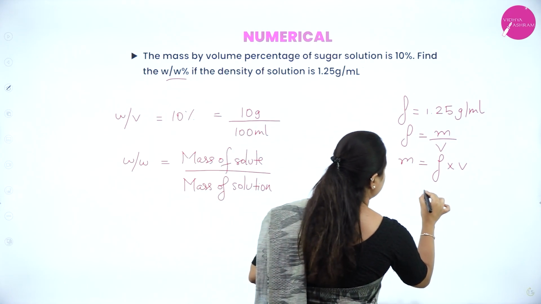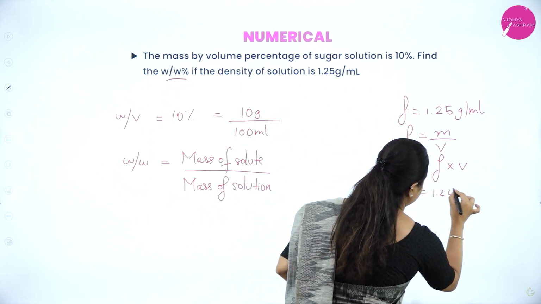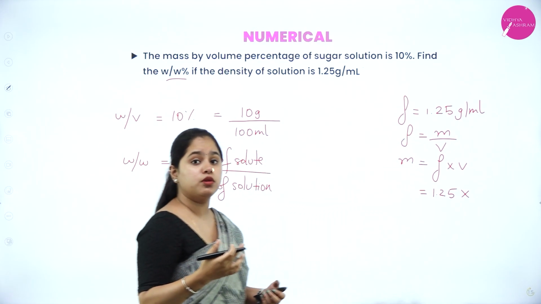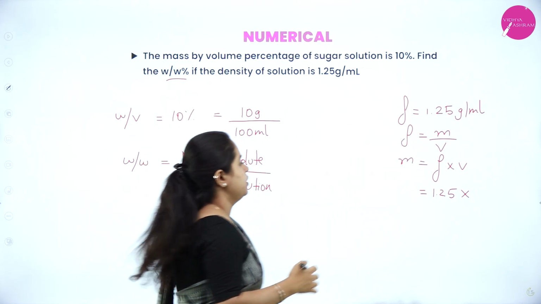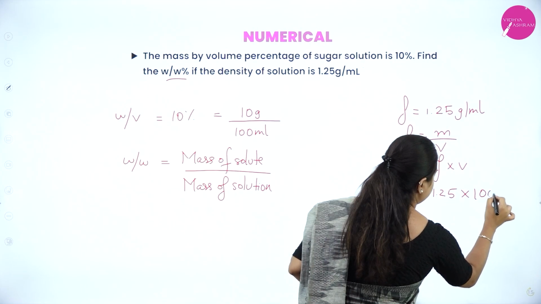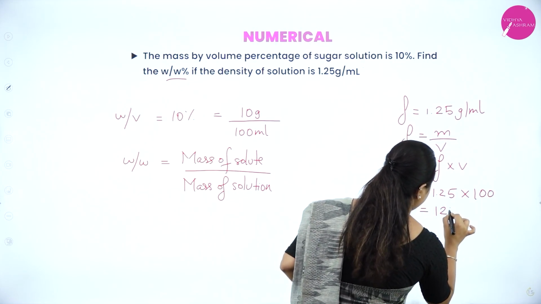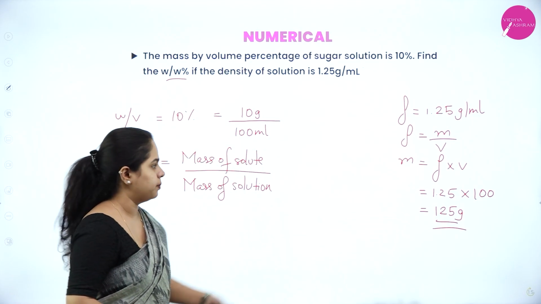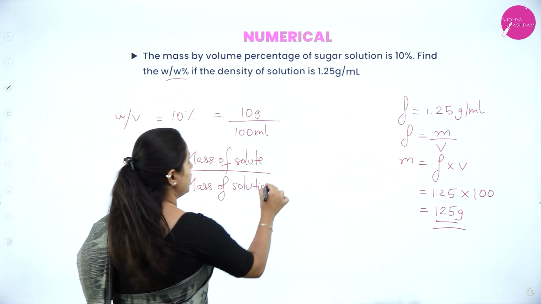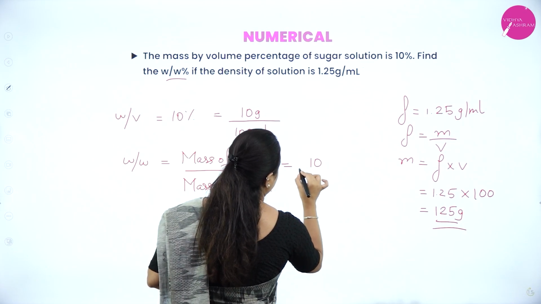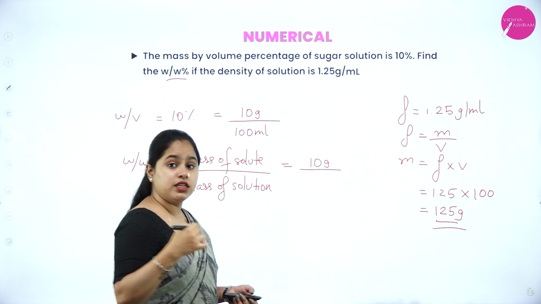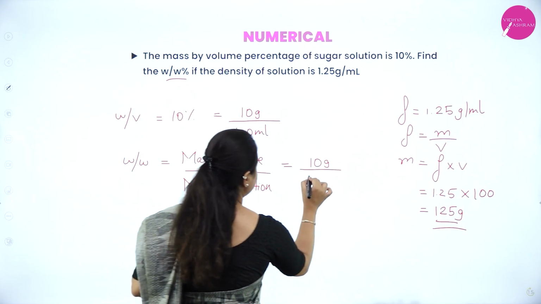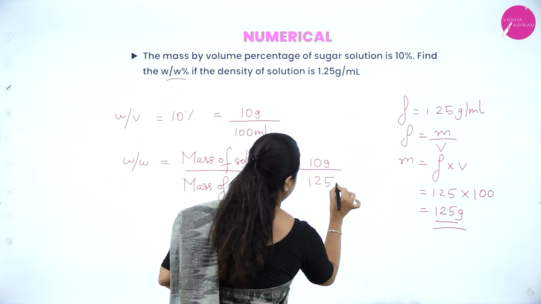Yes. So what is the density? 1.25 multiplied by what is the volume of solution? It is 100 ml. So 1.25 multiplied by 100 will give 125 grams. That will be the mass of solution, right? Mass of solute we already know, that is 10 gram, right? And mass of solution we calculated now, it is 125 gram, right?